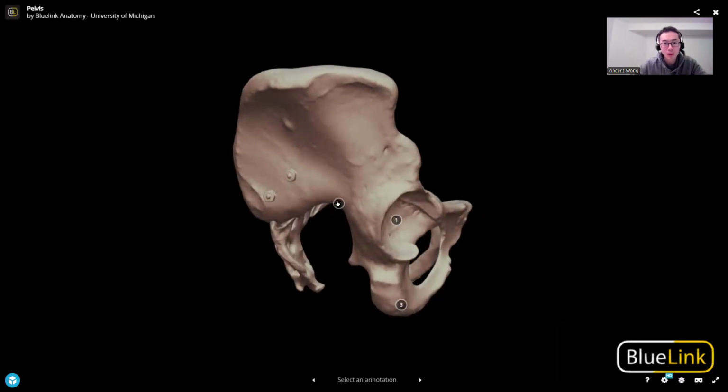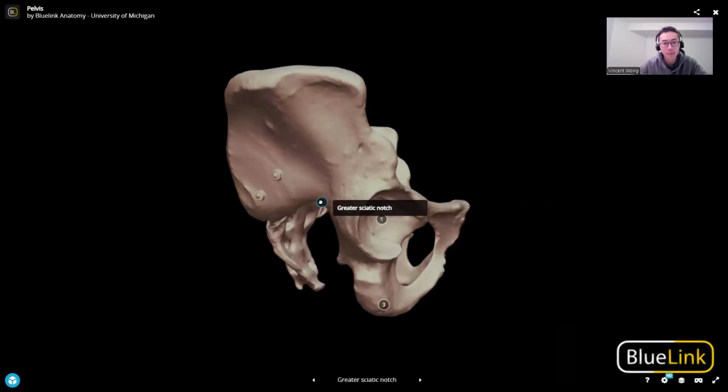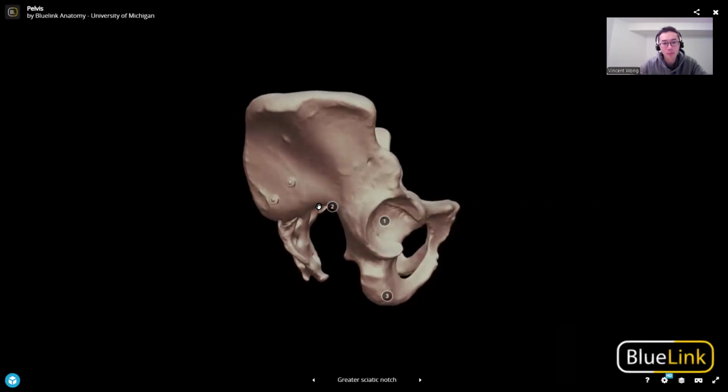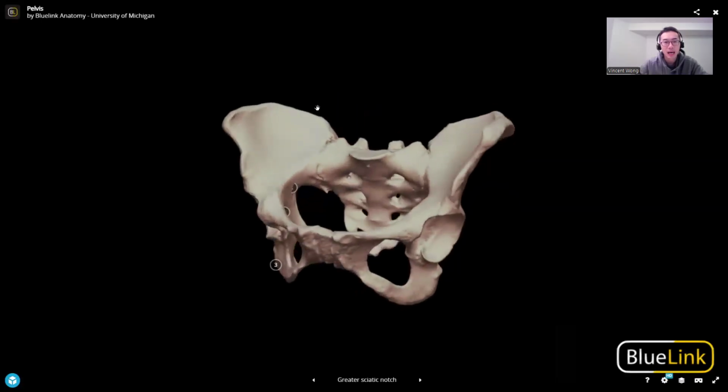Now, the coxal bone is made up of three other bones. Over here, number two. This whole piece right here, that's the ilium. It sounds exactly like the intestine ileum, but it's spelled differently. Okay, this is ilium, and you have the ilium on the other side as well.